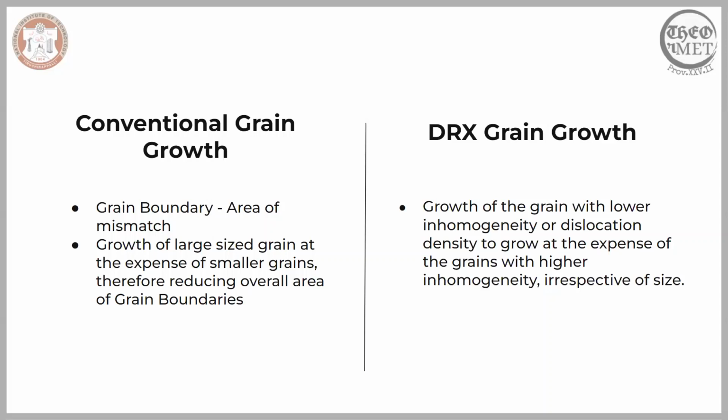So conventionally, what is grain growth? It is the growth of large-sized grains at the expense of smaller grains, so that we have a reduction in the overall area of grain boundaries. But in dynamic recrystallization grain growth, as we saw, the grains with lower dislocation density grow at the expense of the ones with higher dislocation density, so that the effective number of dislocations comes down and helps in our deformation process.